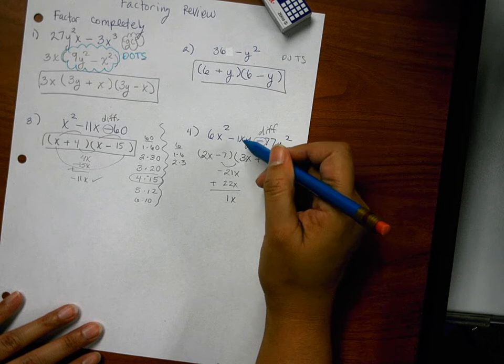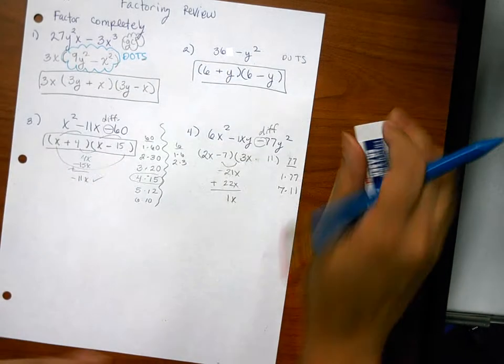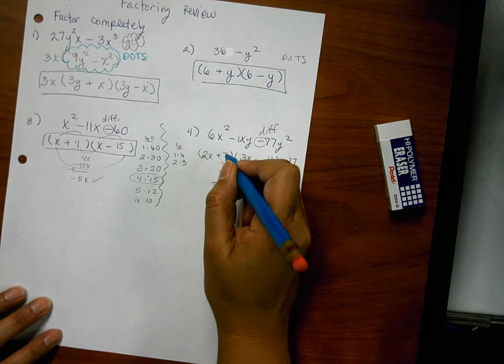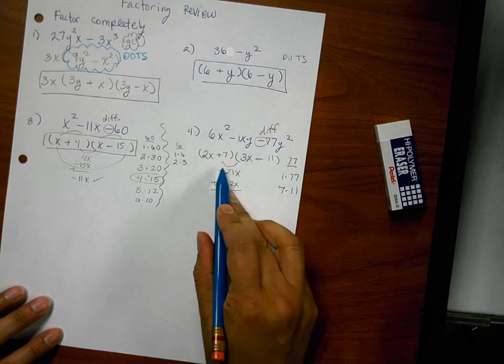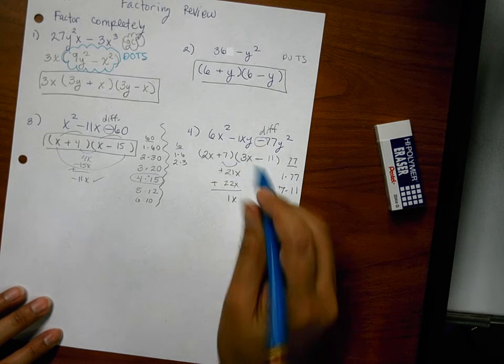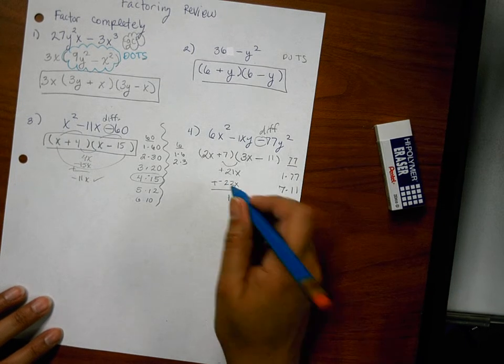I'm trying to get a negative. That's an easy fix. I simply flip the signs, leave the 2x with the 7, but make it plus 7. Leave the 3x with the 11, but make it minus. Let's check if it works. Positive 21, negative 22, adds up to negative 1.